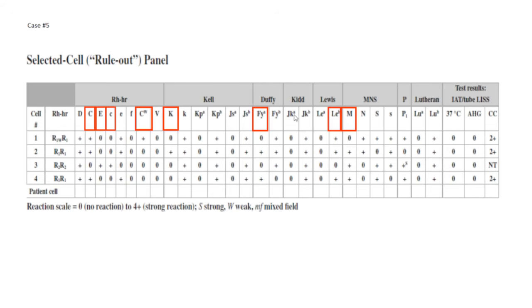So could we rule those out using this selected cell panel? Yes, we can, because we have all negative reactions, and we could clearly see that we have cells that are positive for these antigens: homozygous M here, Lewis B, homozygous Duffy A here. The big K, you can never really find homozygous because the little k antigen is like 99% present in the population. But we use heterozygous cells, so it's negative. CW and the others as well. So we can rule out everything else, and we've identified an anti-JKA with a cold autoantibody.